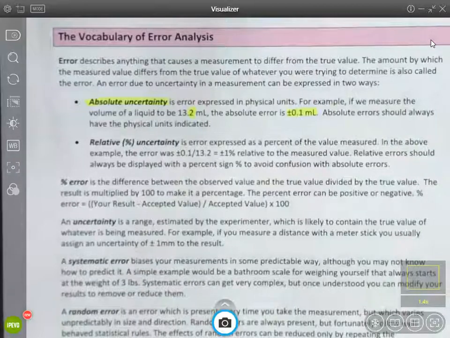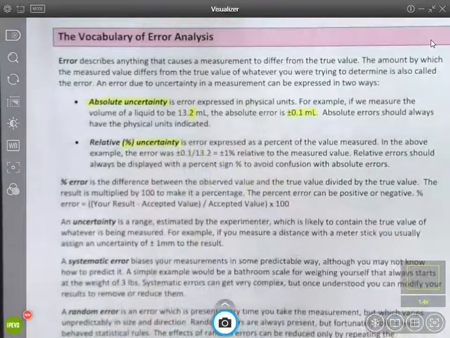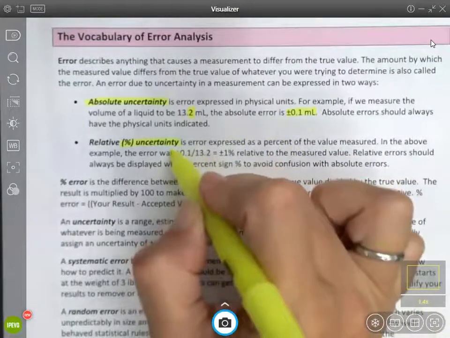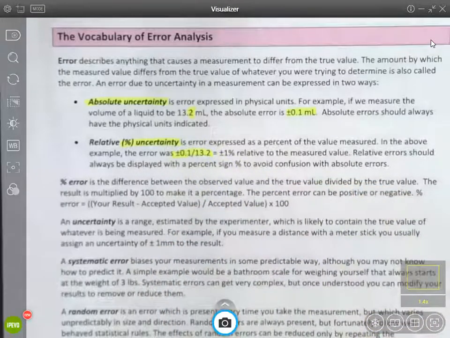The other way that you might express the uncertainty of a measurement is as a percentage related to the measurement itself. I usually call that percent uncertainty. What you would do is take your absolute uncertainty, 0.1 milliliters, divide it by the 13.2 milliliters, multiply by 100 because it's a percentage, and that would give you percent uncertainty. So my measurement is 13.2 milliliters plus or minus 1% of that value.